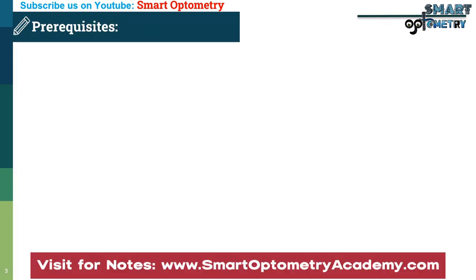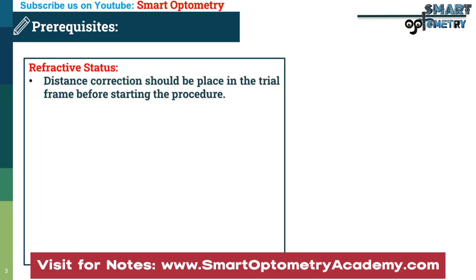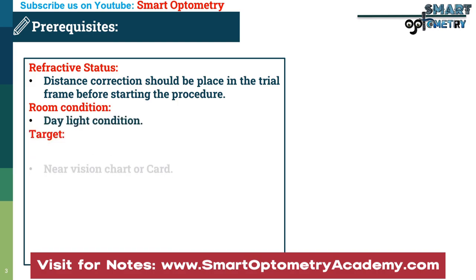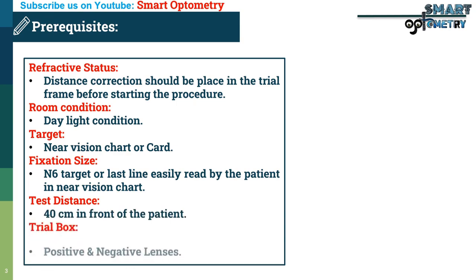Now, what are the prerequisites for the test? Refractive status: distance correction should be placed in the trial frame before starting the test. Room condition: the room should be in daylight condition. Target: near vision chart or card. Fixation size: N6 target or the last line easily read by the patient in the near vision chart. Test distance: 40 cm in front of the patient. Trial box will be needed with positive and negative lenses. Trial frame.